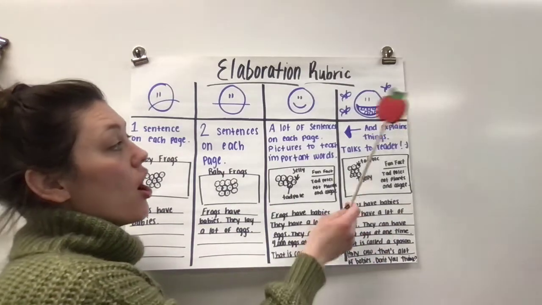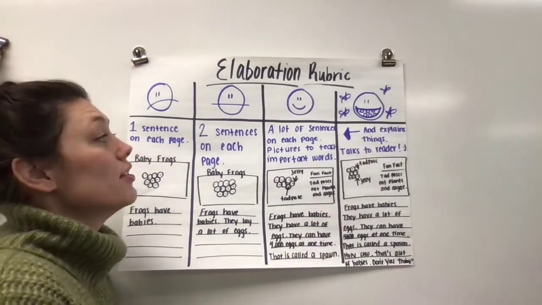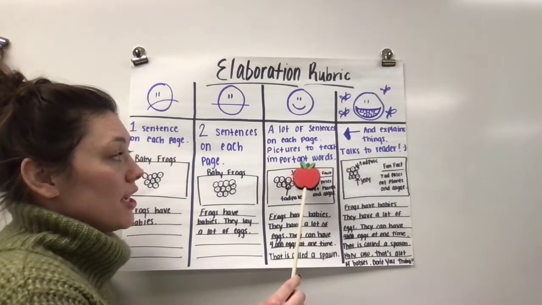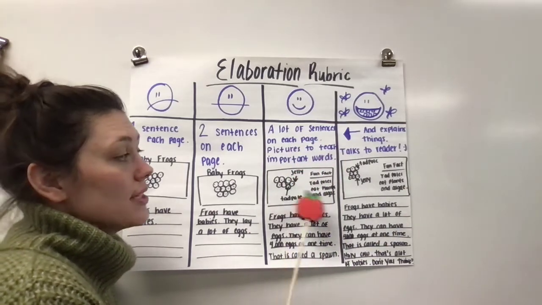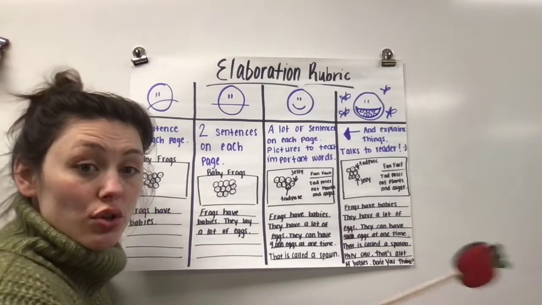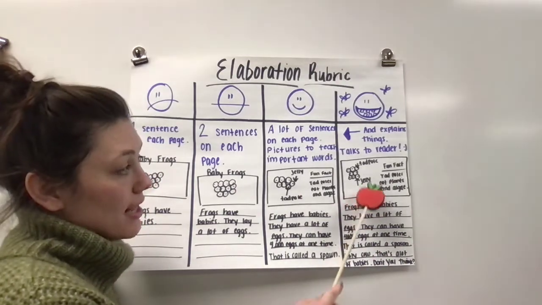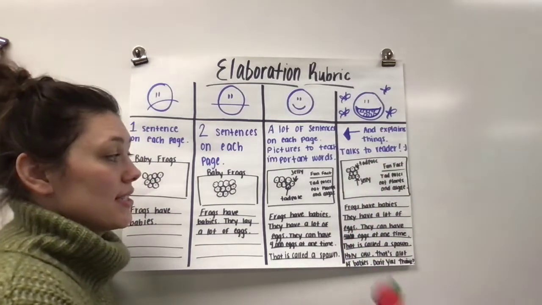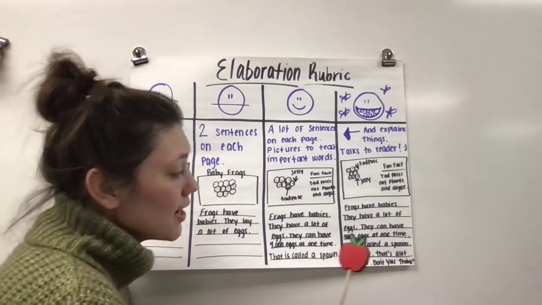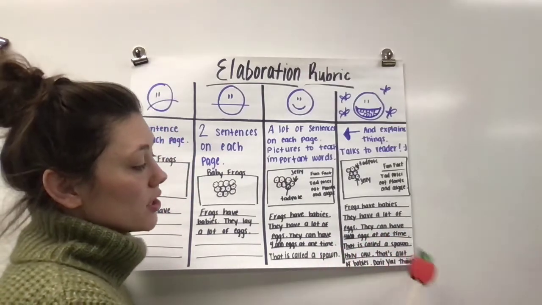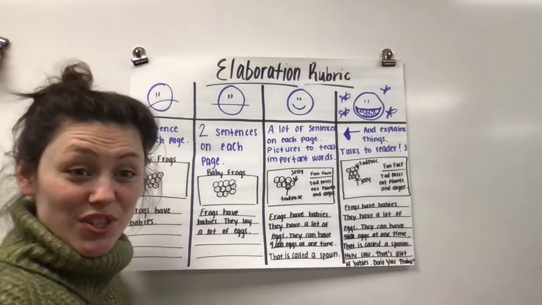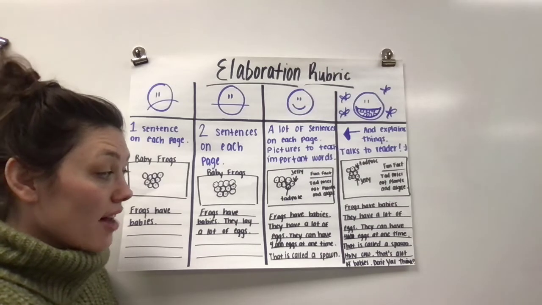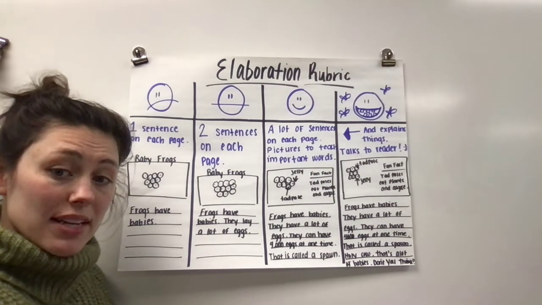So then the next thing is awesome, excellent writing. If you want the awesome, excellent writing, you need to have a lot of sentences on each page and pictures that teach us the important words, and it needs to talk to the reader. So as you notice, they drew the picture, they labeled their picture, they had a fun fact, and they wrote even more sentences. So frogs have babies, they have a lot of eggs, they can have 4,000 eggs at one time. That is called a spawn. Holy cow, that's a lot of babies, don't you think? So it's kind of interesting to the reader because at the end, I kind of liked how it said, that's a lot of babies, don't you think? It's interesting to the reader.